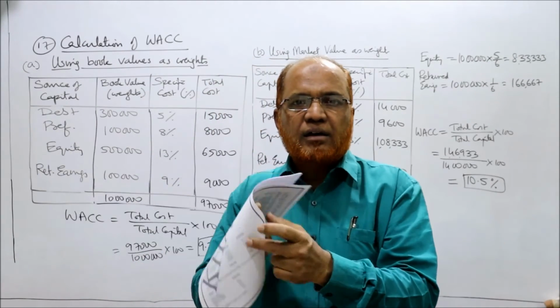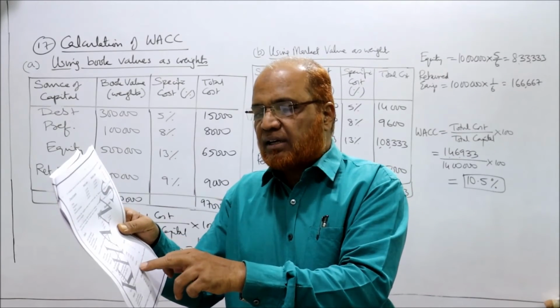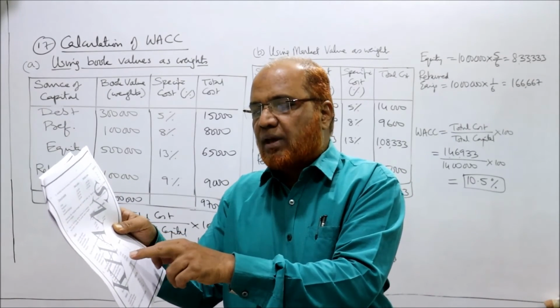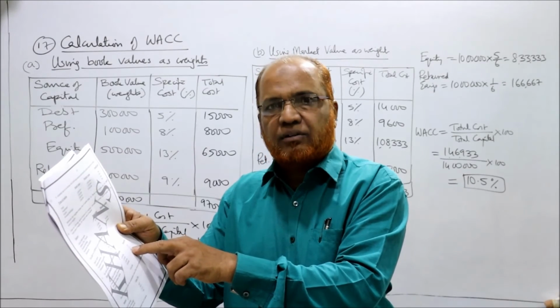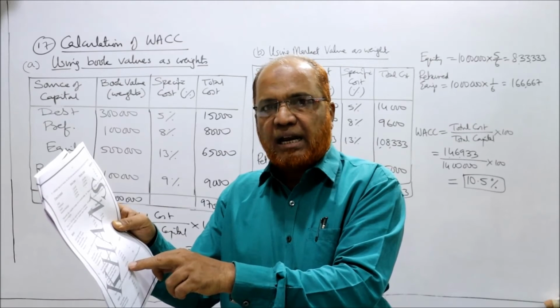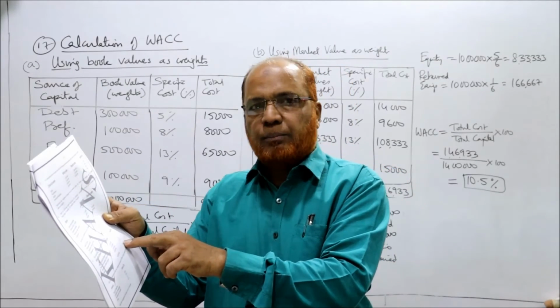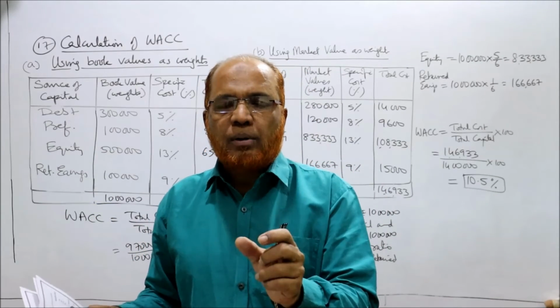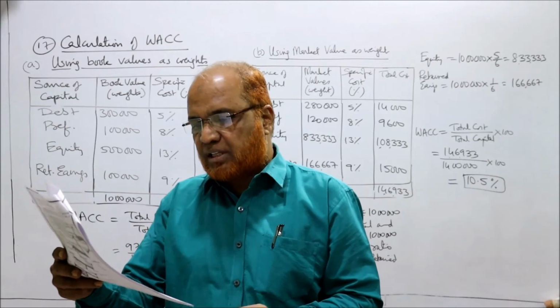The proportion is given in the problem. So how did 45% come? 4,50,000 divided by 10 lakh into 100, 45. 1,50,000 divided by 10 lakh into 100, 15%. 1 lakh divided by 10 lakh into 100, 10%. 3 lakh divided by 10 lakh into 100, 30%. Total 100. So the problem gives the proportion and percentage along with the amount.